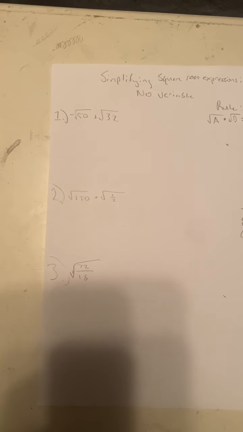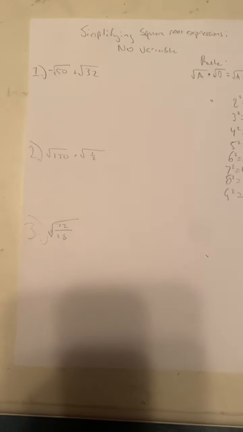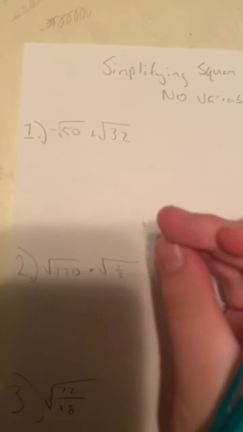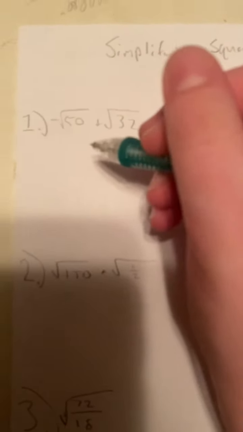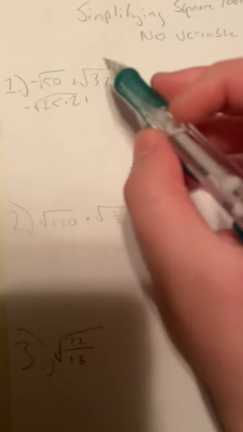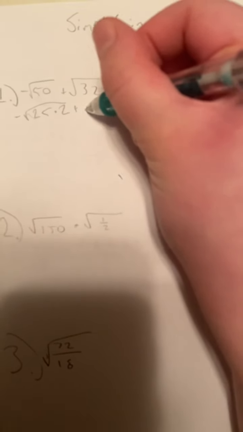So the negative times the square root of 50 plus the square root of 32. We are going to be simplifying this expression. So we're going to start off by seeing what two numbers basically equal 50. One that jumps out to me is 25 times 2. And then plus, 16 times 2 equals 32.